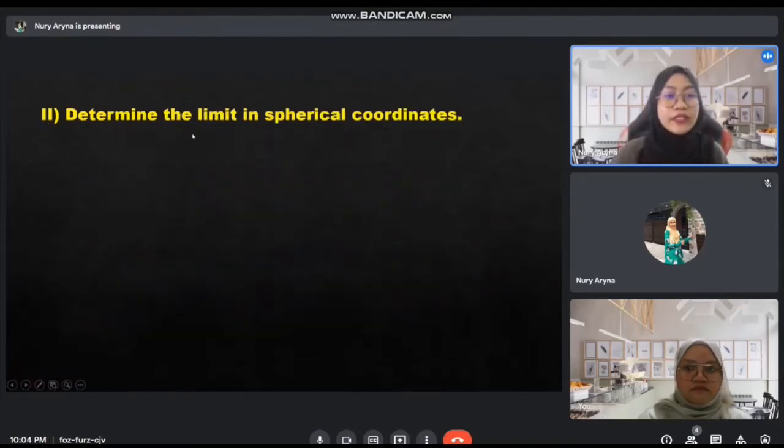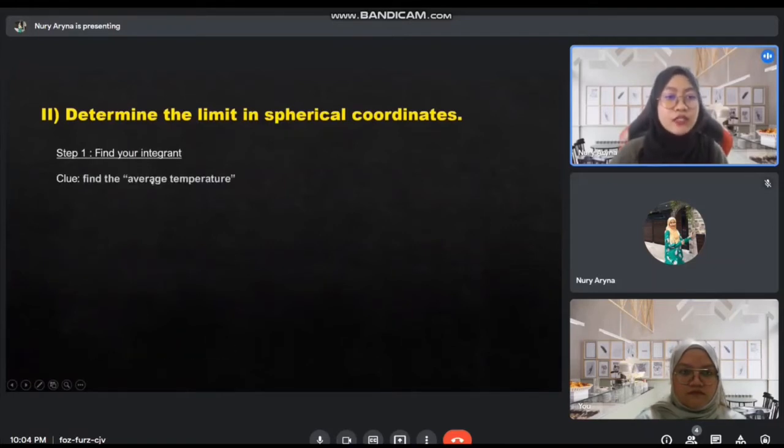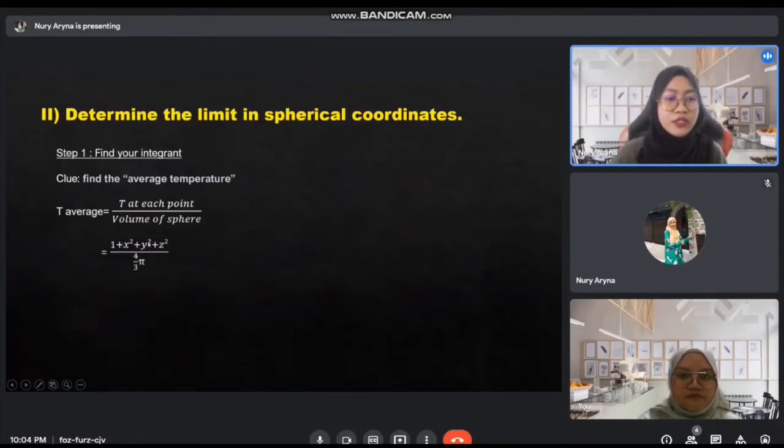Number 2, determine the limit in spherical coordinate. Step 1, find your integral. Since our question needs us to find the average temperature, we cannot use the equation that has been given in the question previously. Our average temperature is equal to temperature at each point over volume over sphere, which is 1 plus x square plus y square plus z square over 4 over 3 pi. And we can simplify this equation into this form.